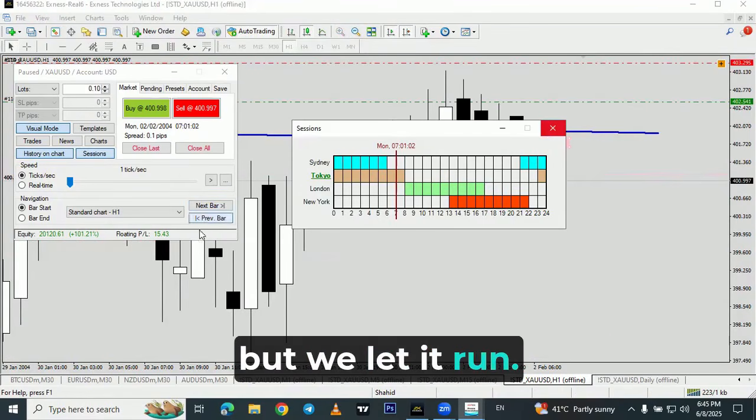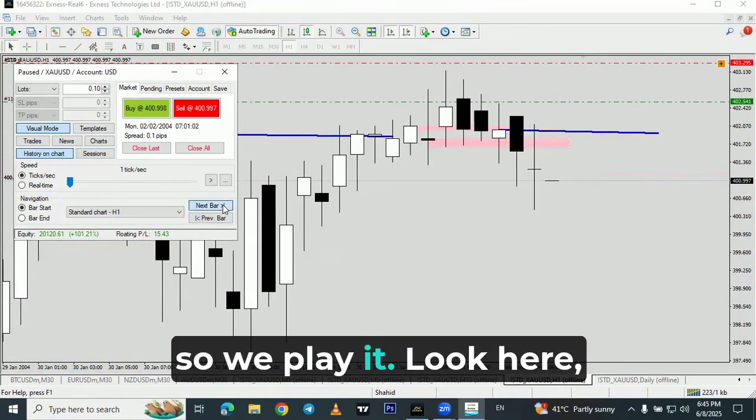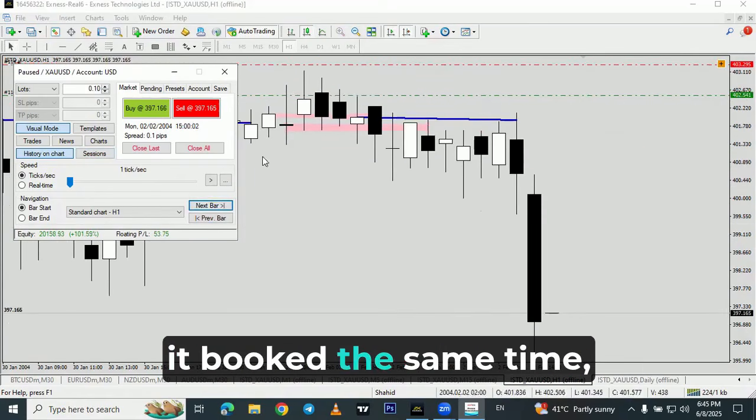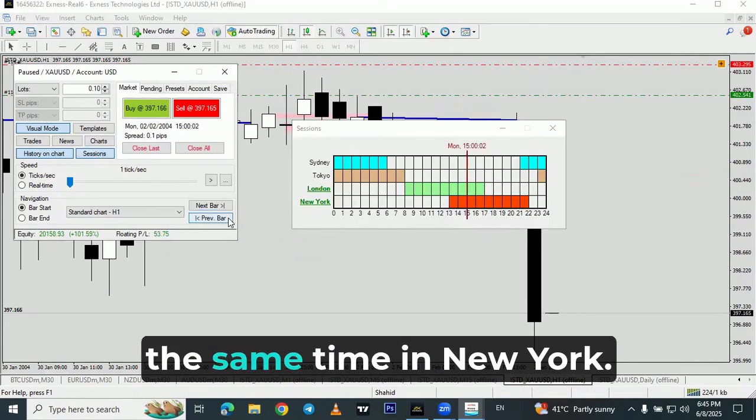But we let it run. Here, our trade has started. So we play it. Look here, the liquidity is not booked. It is booked in which session? New York. Look here, it booked at the same time. The liquidity was booked at the same time in New York.